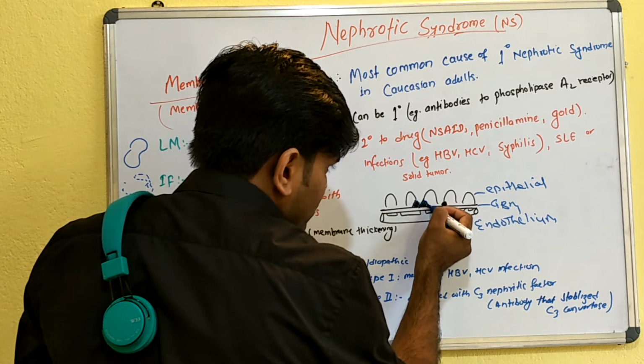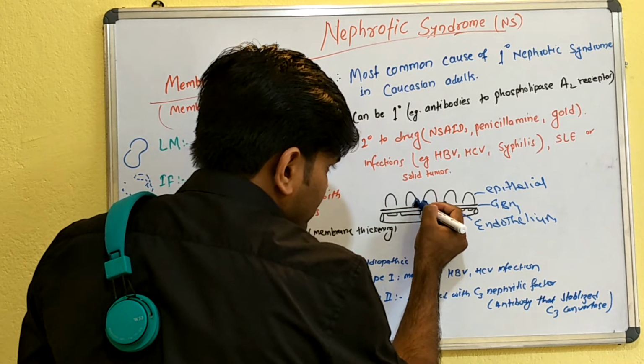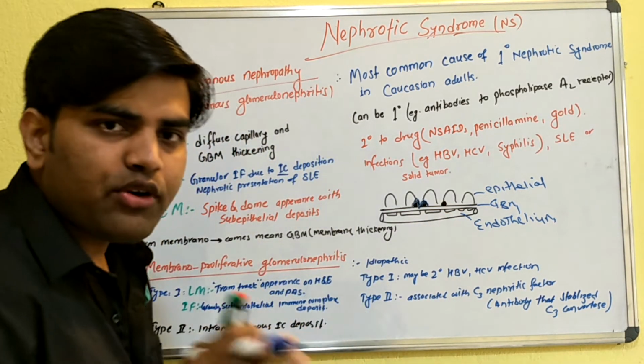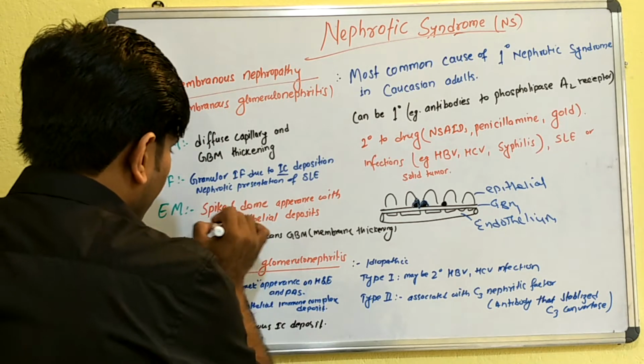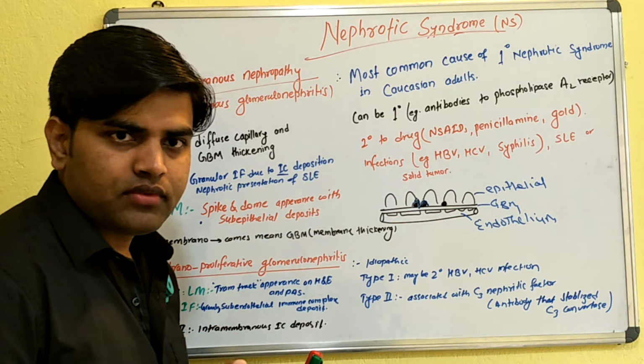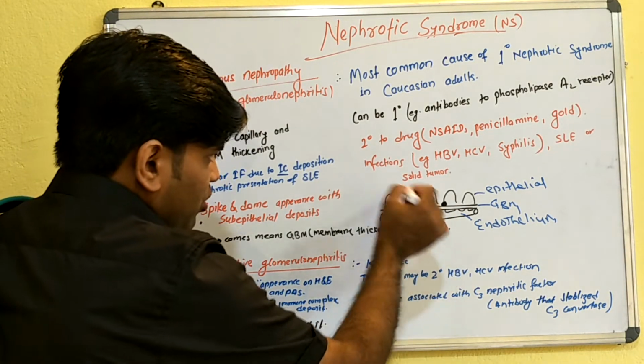Since there will be an extra layer formed, there will be the appearance of this: this is the spike and this is the dome. This dome, spike. You are understanding this? This is the spike and this is the dome. This is spike and dome. So there will be a spike and dome appearance in your membranous nephropathy. Okay, subepithelial immune complex deposition.